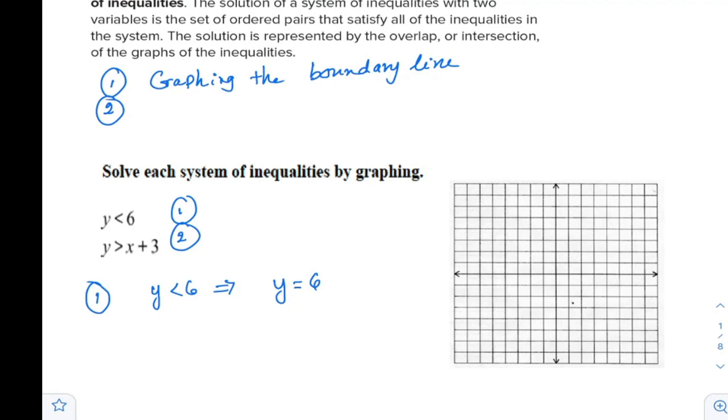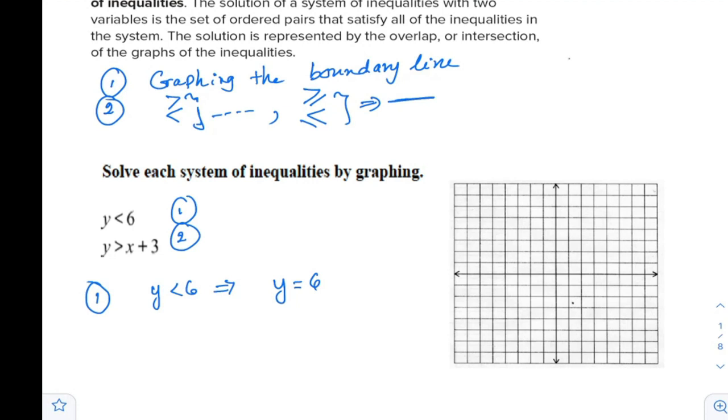If you have greater than or less than only, without the equal sign, then the line will be dashed. If it contains less than or equal, or greater than or equal, then the line is solid. Solid means the points on the line are part of the solution. Dashed means the points on the line are not a part of the solution.